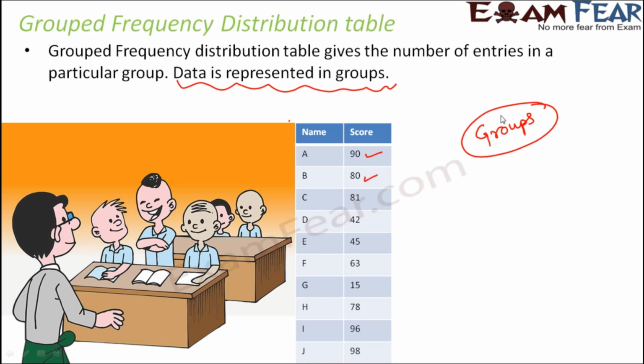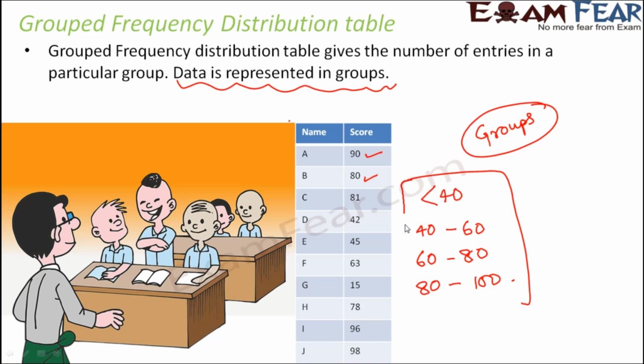Now, what do we mean by groups? How do we create groups? What we do is we say that, okay, fine, let us find out the number of students who have scored below 40. So, less than 40 is one group. Again, let us try to find out all those who scored somewhere between 40 and 60. Again, let's find those who scored somewhere between 60 and 80. Again, let's find those who scored somewhere between 80 and 100. So what are these? These are nothing but groups.